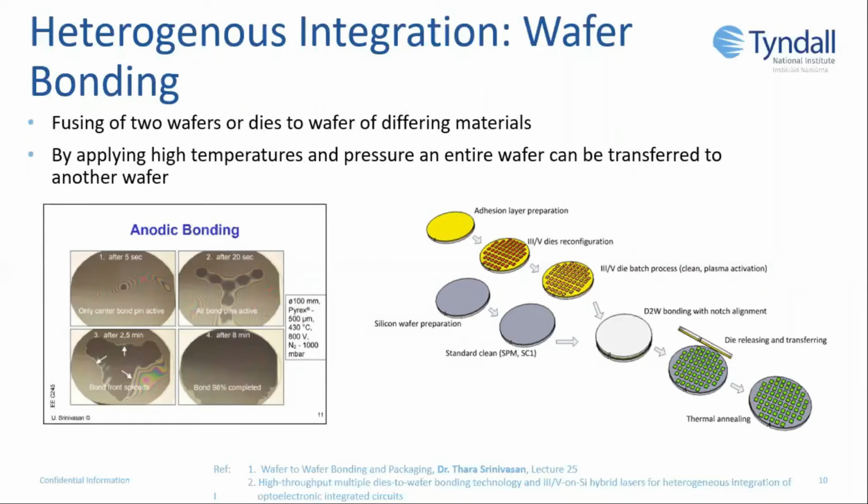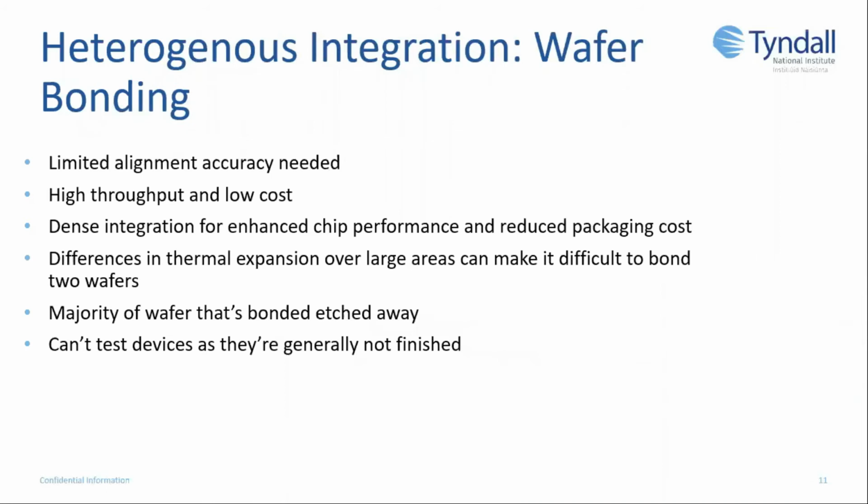There are advantages and disadvantages to wafer bonding. If you remember from your microtransfer printing lecture, alignment is a very key thing in transfer printing. You don't want to misalign your devices to the waveguides that you're coupling to. So there are tolerances there. But with wafer bonding, you don't need to be nearly as accurate with the alignment.